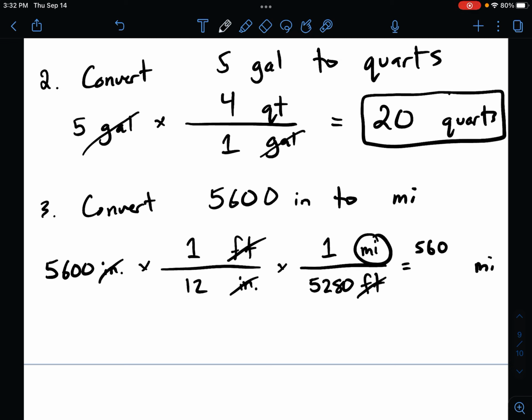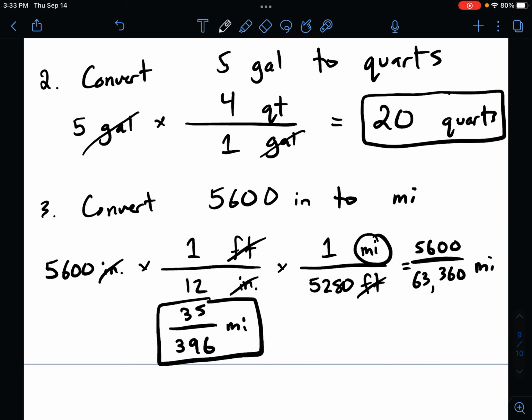All right, so we get 5,600 in the numerator, and we know that 5,280 times 12 is going to give us 63,360. All right, from here, we can go ahead and divide, taking that 5,600 and dividing it by 63,360. And this is going to give us, if we leave it as a fraction, 35 over 396 miles. All right, now that's a good answer.